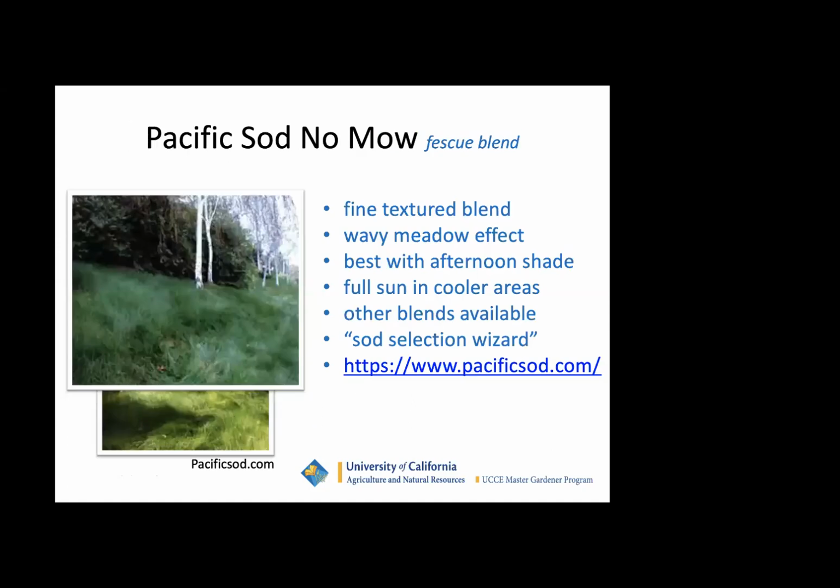And this is another alternative called Pacific Sod No Mow. They have a very fine textured blend that also provides this sort of wavy meadow effect. This one, like the red fescue, prefers a little bit of afternoon shade, although it can take full sun in cooler areas. And one fun thing, if you go to the Pacific Sod website, they have this sod selection wizard where you put in the specifics that you want, and it'll crank out a recommendation for you. So that's kind of a fun thing to do.